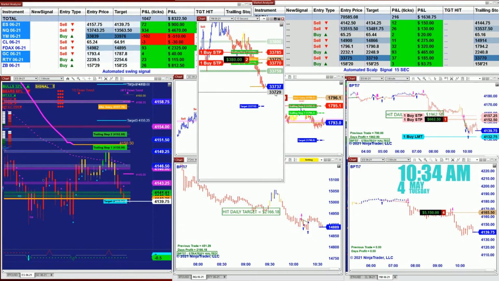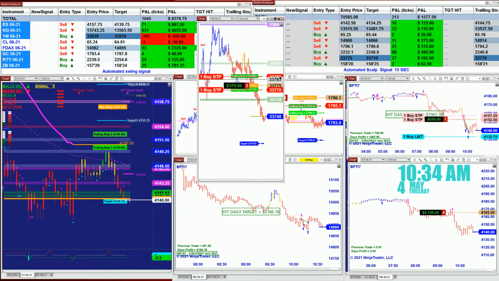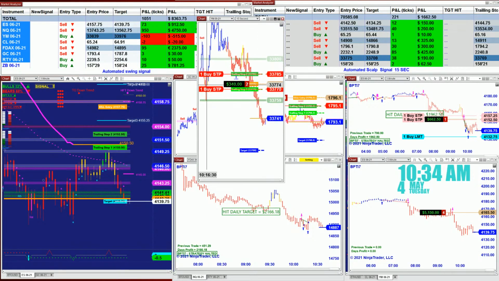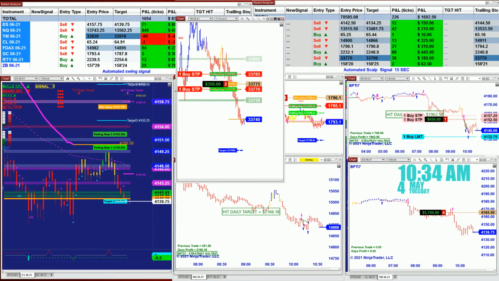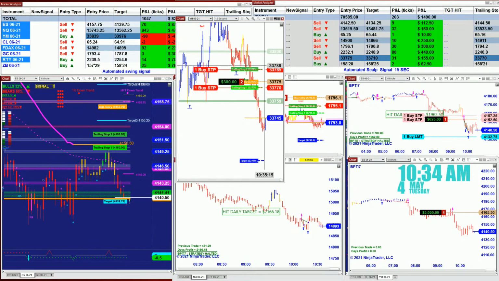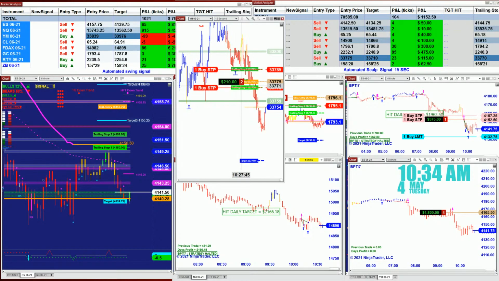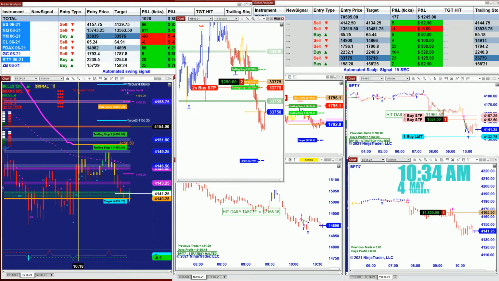The support area here becomes a resistance. The 33,758 becomes a resistance. So what I will do, even if you move your trailing stop, and your trailing stops are not dummy trailing stops, they are based on fib, I can take the second one and put it right there. Now I'm going to look at where the YM pulled back to.